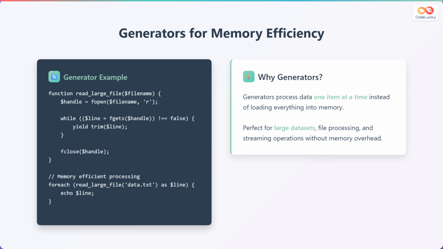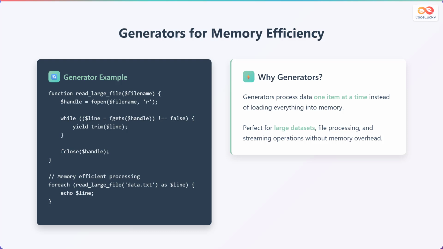Let's examine how generators can enhance memory efficiency, especially when dealing with large datasets. Here's an example. Define a function called read_large_file, which takes a file name as an argument. Inside this function, open the file for reading using fopen. Then use a while loop along with fgets to read the file line by line. The yield keyword trims each line, streams the line, and makes the function a generator. After reading all lines, close the file using fclose.